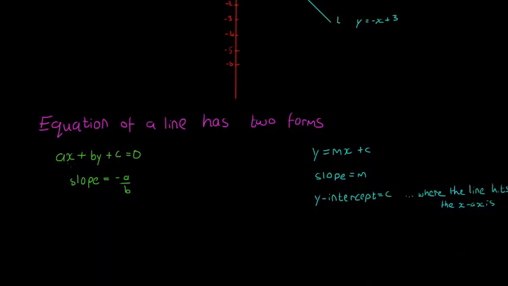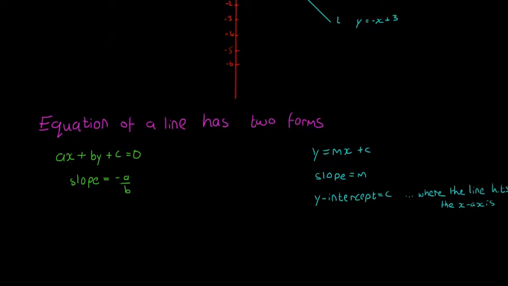Either it can be written like ax plus by plus c is equal to 0. In this form, whatever number is before the x is a, whatever number is before the y is b, whatever number is left is c. They can be positive or negative, it doesn't really matter. You'll see what I mean by that in a bit. But the slope of this is equal to minus a divided by b.